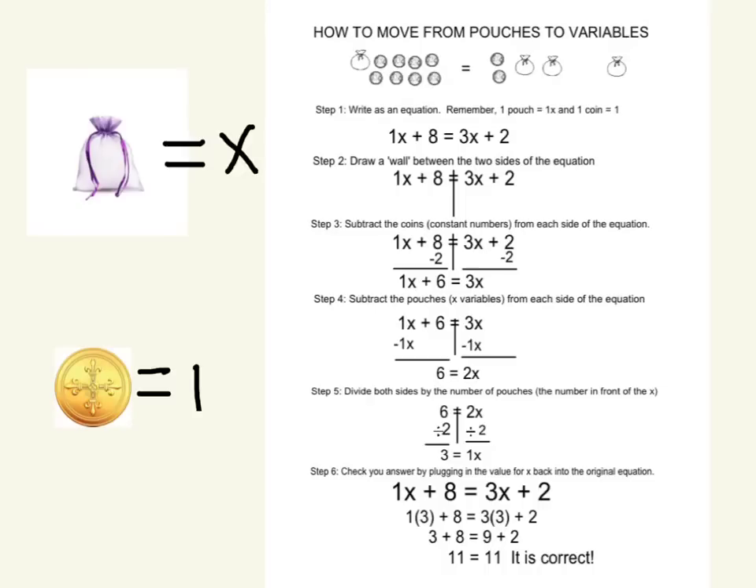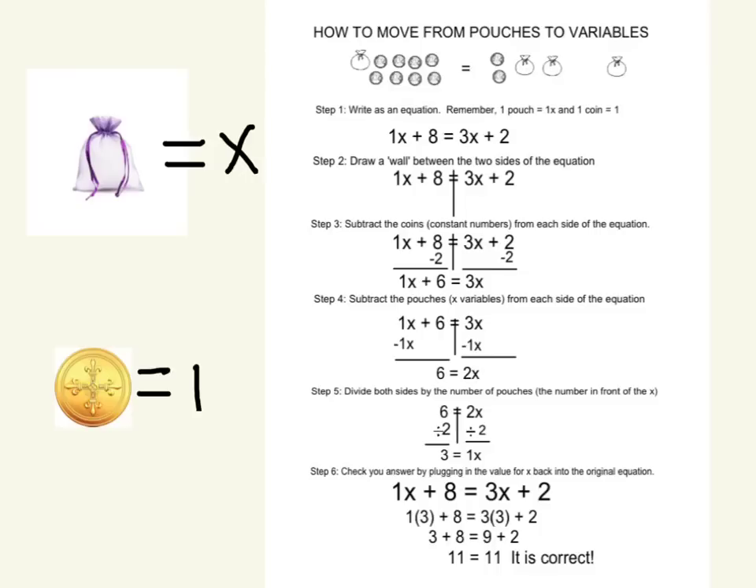Keep in mind that each pouch is represented by one X. If there was one pouch, there would be one X. If there were two pouches, there would be two X's, and so on. Same with the coins. Each individual coin represents the number 1.